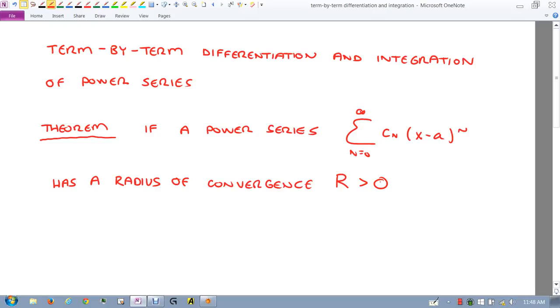Tell me what that means. It can't be a point, right? So that means your radius of convergence is either what? Everything or an interval, right? So as long as our power series is defined, it converges on some interval or the entire number line, then here's the result.